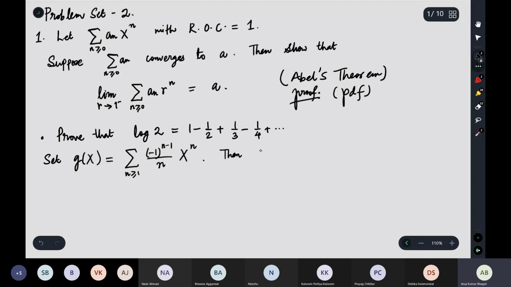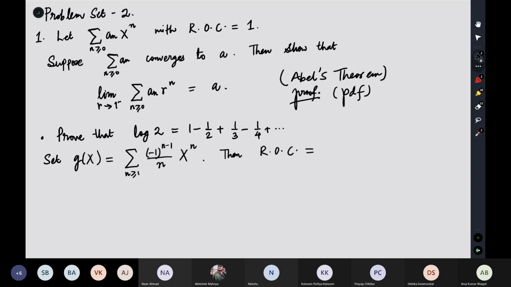What is the radius of convergence of this power series? Can you check and tell me? What is the radius of convergence of this power series? 1. You can use the lim supremum of modulus a_n whole to the power 1 by n. That will give you 1. And this was also discussed, I guess, in the problem sheet 1. So its radius of convergence is 1.